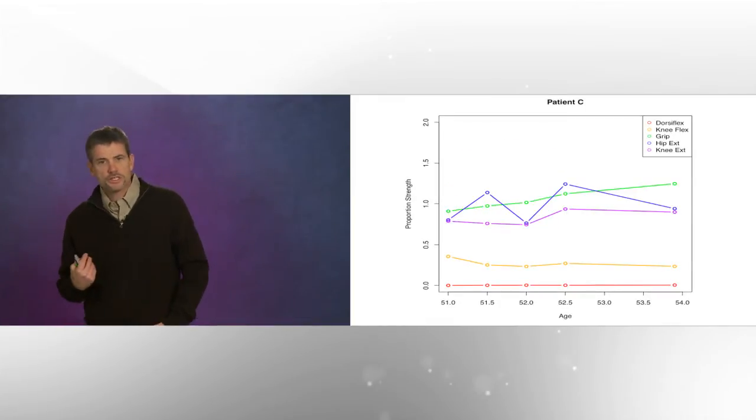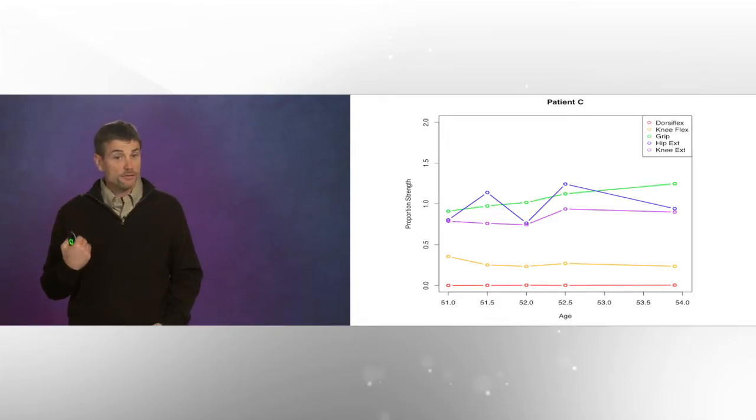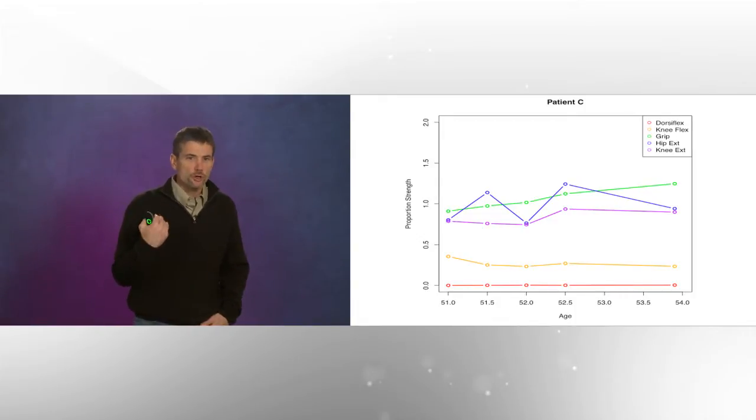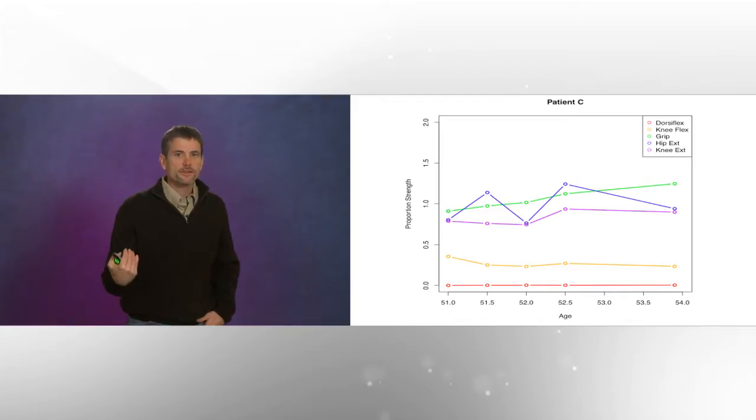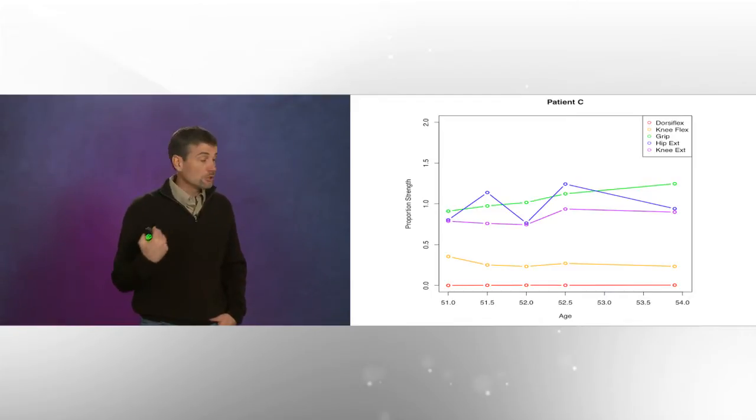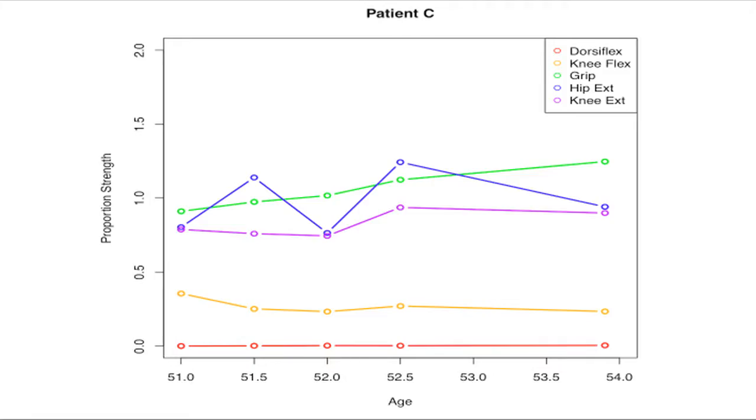Here is patient C, who is at 51 years old. Their dorsiflex is 0 strength. Their knee flex is down below 50% and progressing downwards. You can see, interesting, the grip has an interesting behavior that it looks like it may have even increased over the couple year span. But you can see what these muscle assessments look like.